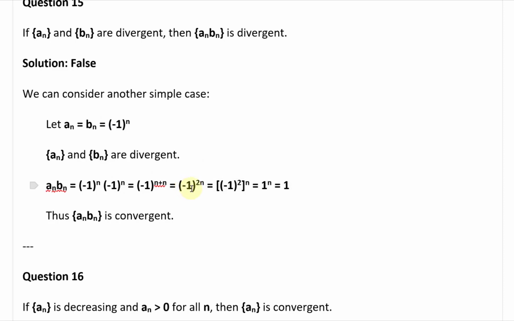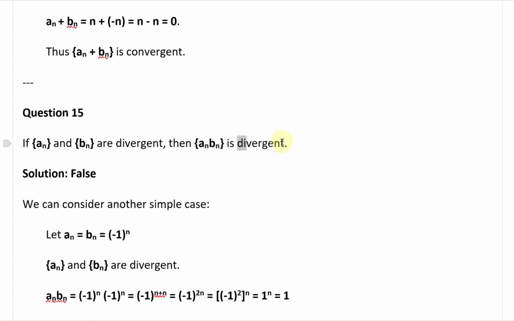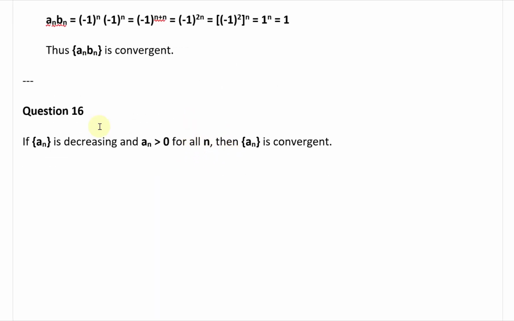So this is negative 1 to the power of 2n. You can just put the 2 inside the bracket. So negative 1 squared is just 1, and 1 to the power of n equals 1. Thus, a_n times b_n is convergent. Hence, this statement is false. It does not have to be divergent. It could be convergent as well. All right, so now let's take a look at question 16.